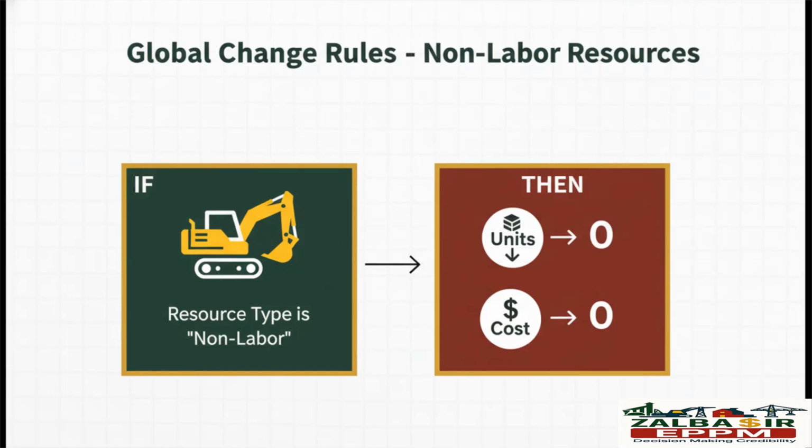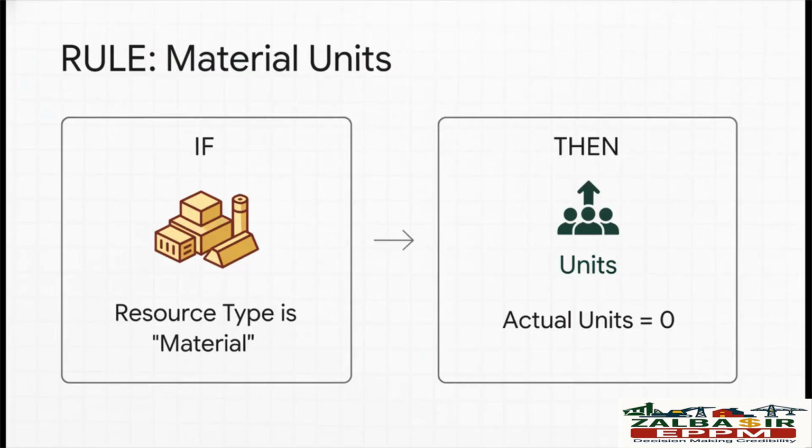Next up is non-labor. And honestly, we're running the exact same play. We set up another global change, but this time it targets the non-labor resource type, and you guessed it, zeroes out its actual units and costs. It's a quick and efficient repeat of step 1. And we do it again for materials. The logic is identical. We just zero out the actual material units for anything categorized as a material resource. Another simple rule, another category of progress is now cleared from the schedule.